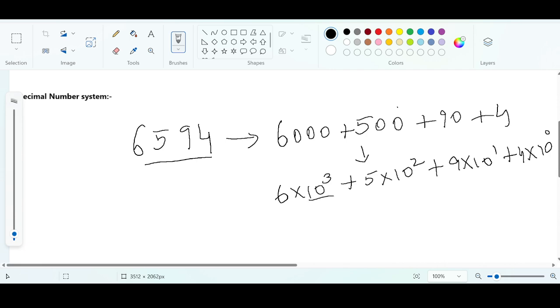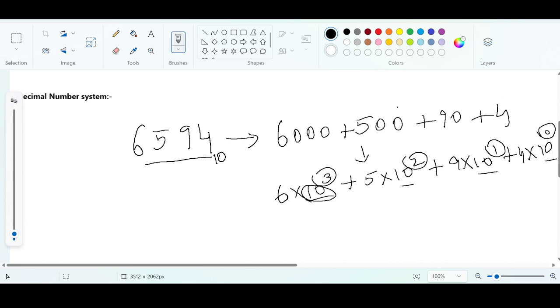The power of something. So that something is what? 10. The significance of the powers are increasing from 0 to the natural numbers 1, 2, 3, 4, 5. Whatever number you take, you can break it down with the multiples of 10. That's why the decimal number system is represented with the base 10. Making sense? This is how humans read.